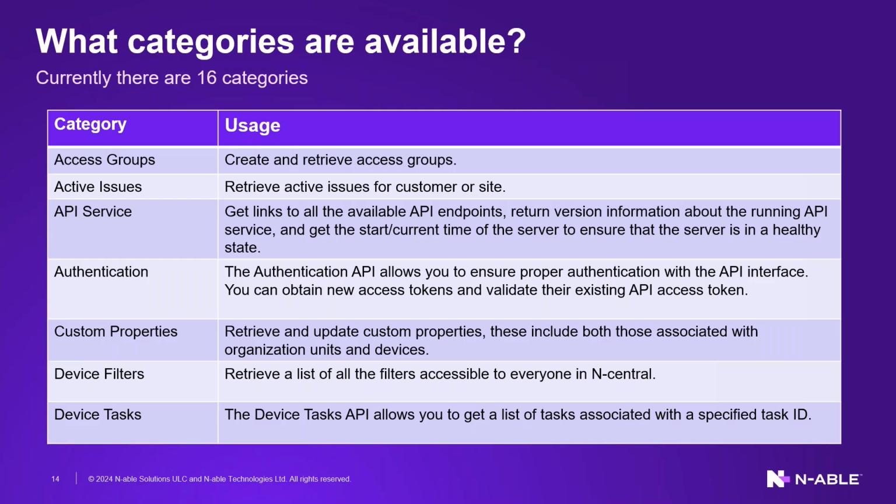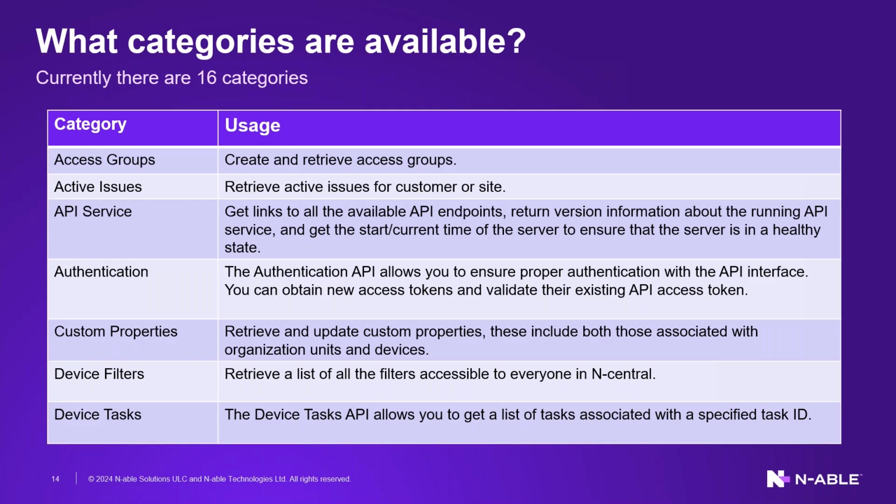So the categories that are currently available to you are things like access groups, so you can create and retrieve access groups. You have active issues, so you can retrieve active issues from a customer site. There are some limitations with some of these calls in terms of how much information you can actually pull down. There are custom properties. We're going to look at an example of that later on, how you can actually retrieve custom properties from your N-central server. You can also update these custom properties as well.